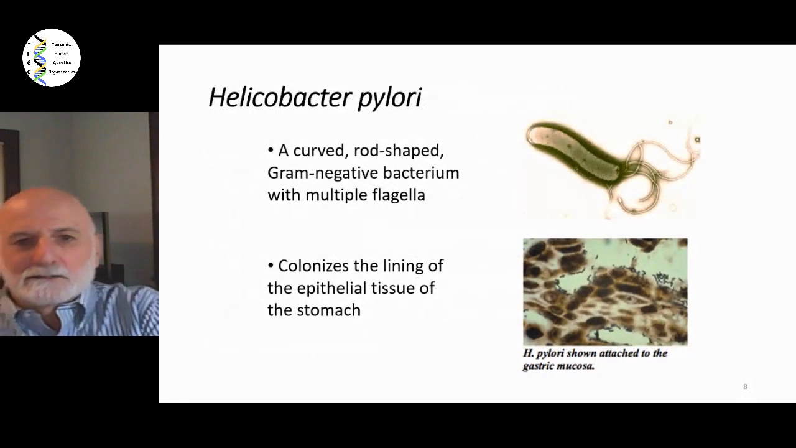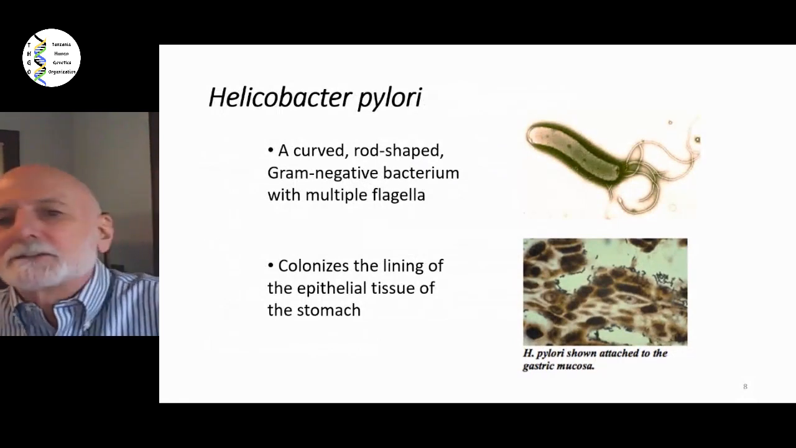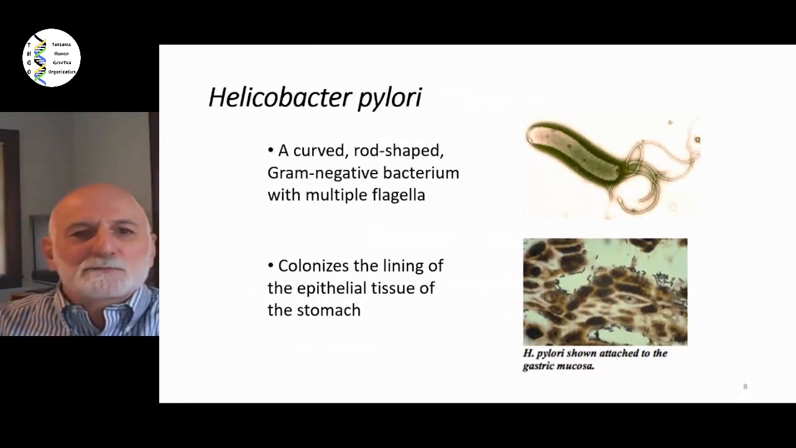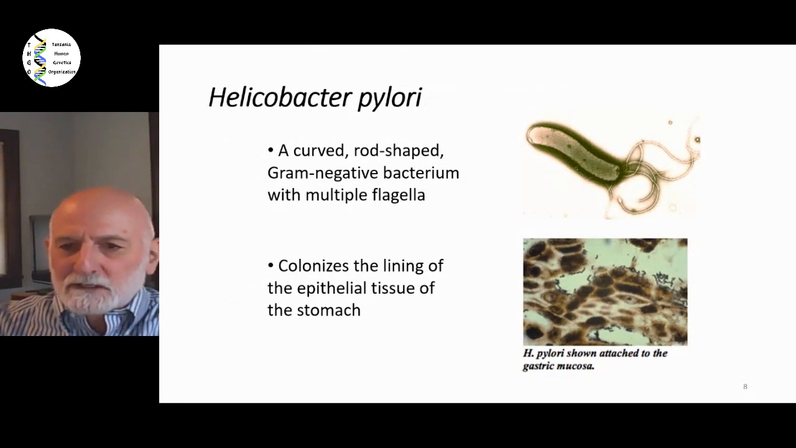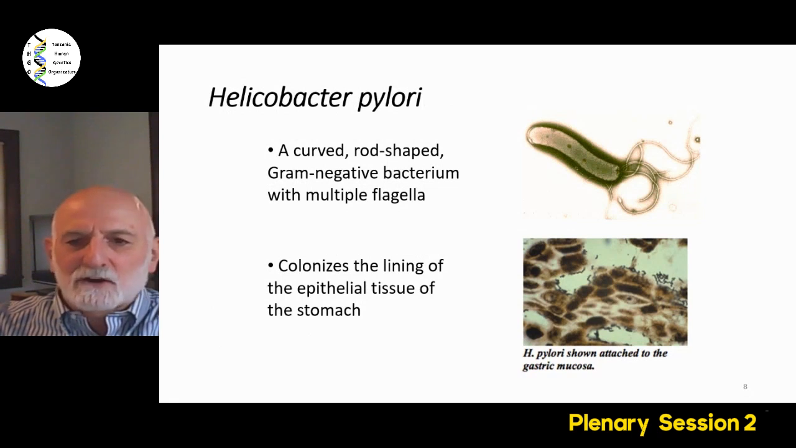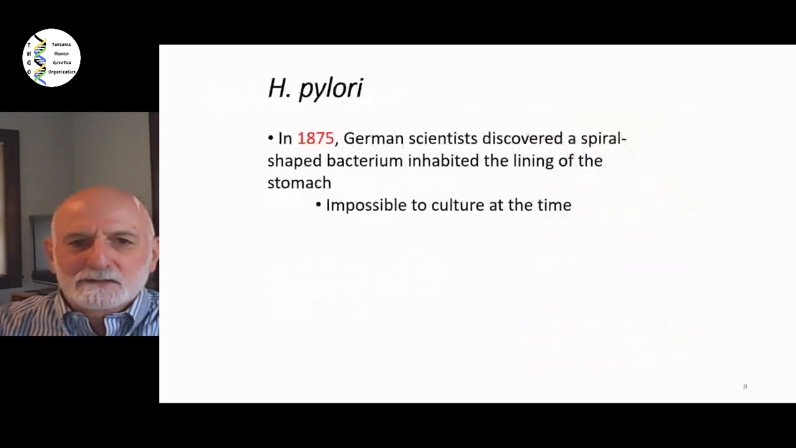So to give you a little microbial view, H. pylori is a curved, rod-shaped gram-negative bacterium with multiple flagella. If you look over here, you can see my cursor moving along the gut epithelium, and all these little black spots are in fact a colonized gut, and those are all the bacteria along the epithelial tissue of the gut.